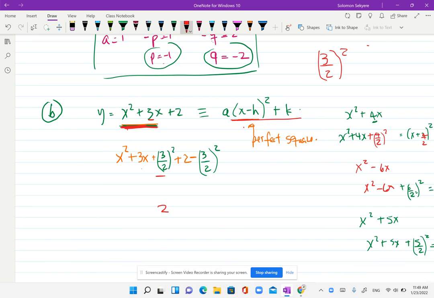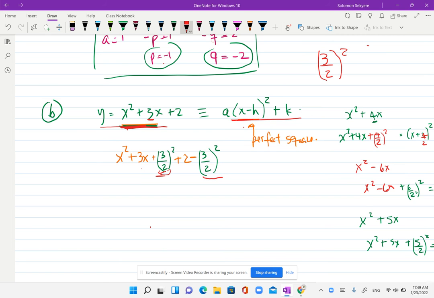Okay, so do not do 3x over 2 squared. We are just adding the square of half the coefficient only. So it's 3 over 2 all squared. We add it, plus 2. Okay, now here's a trick. This one here, if we just add it, we have changed the equation. So we have to come back and subtract it.